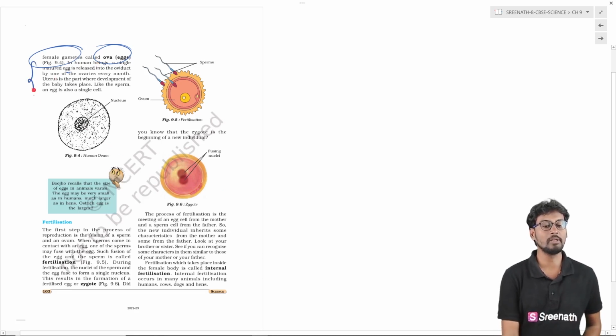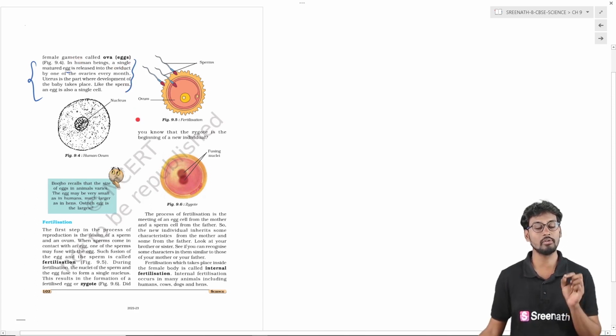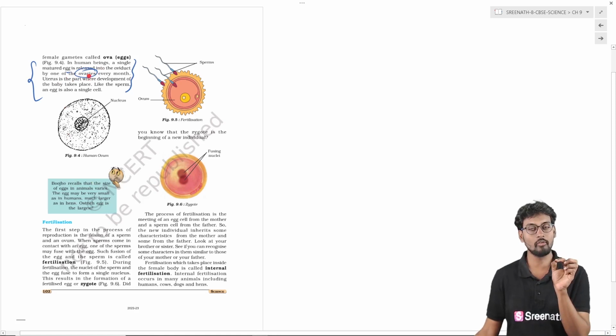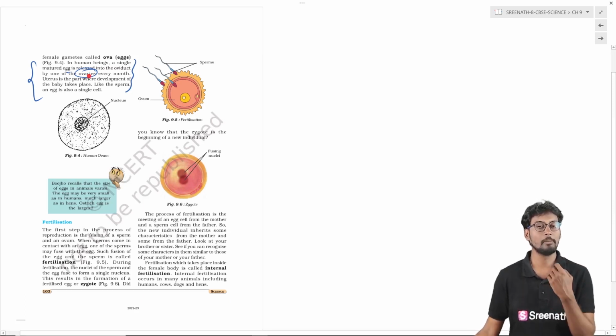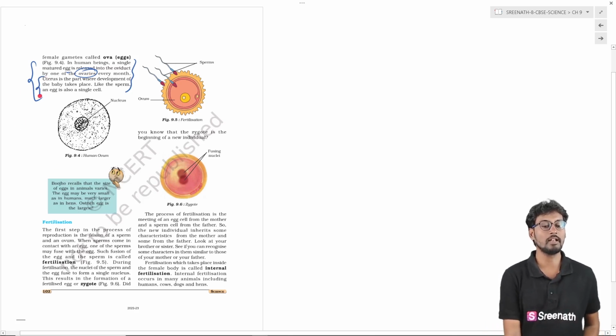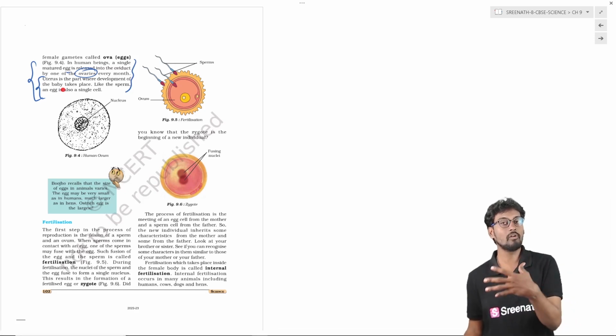In human beings, a single mature egg is released into the oviduct, and every month an egg or ovum is released in each ovarian cycle. So for every one ovarian cycle that takes place per month, there is a release of a single mature egg into the fallopian tube by the female. When fertilization takes place in the fallopian tube, the fertilized ovum is called a zygote, which is diploid.